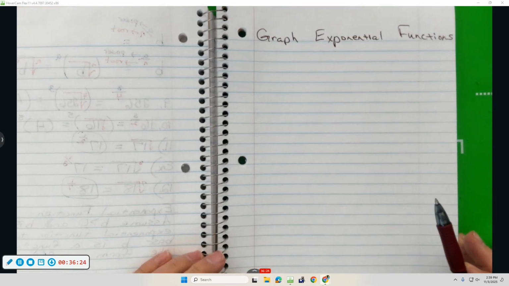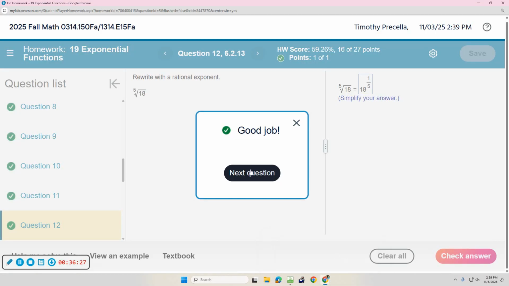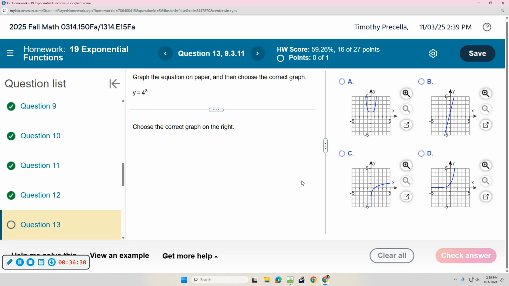So let's look at that first one that we're graphing. Number 13. There's no fancy graphing tool here. Graph the function on paper and then choose the correct graph. But I just happen to have some ancient Egyptian papyrus. Maybe I'll graph it on that papyrus. No, I've got to use paper. What if I have a tablet and a stylus? Can I use that? No. It's got to be on paper. I just find these instructions funny. y equals 4 to the x.